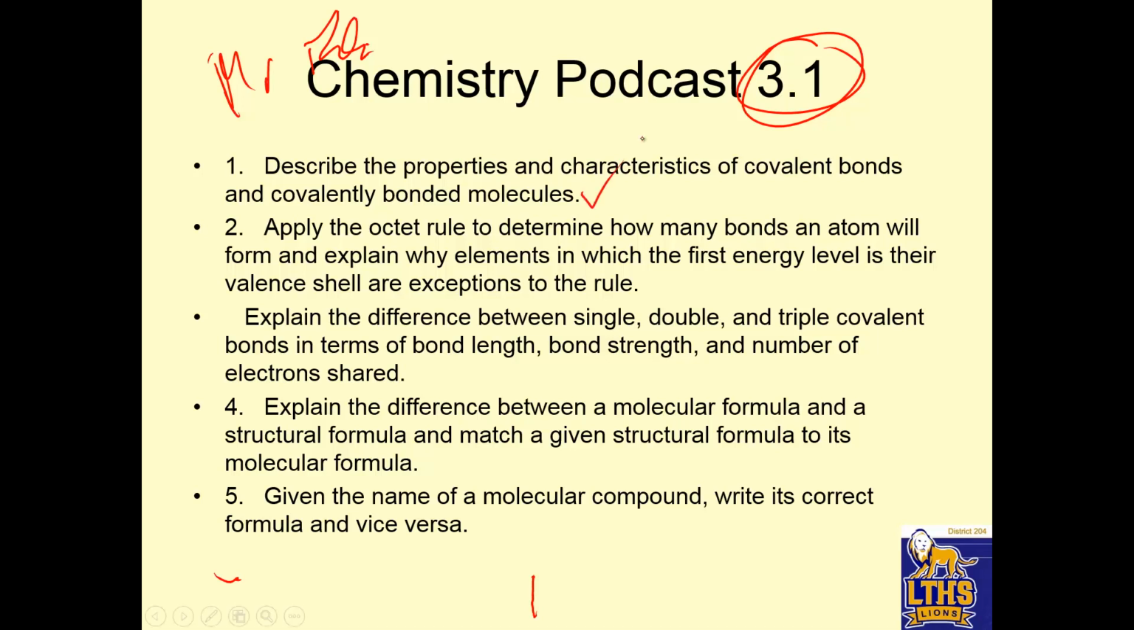Check. Follow the exact rule. Check. Be able to tell single, double, and triple bonds. One, two, three. Tell the difference between a molecular formula and a structural formula. Pretty easy. Given the name of a molecular compound, write the correct formula. We could do some naming. Hey, how about that?